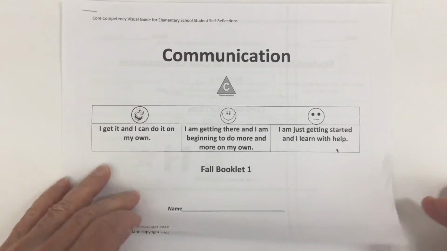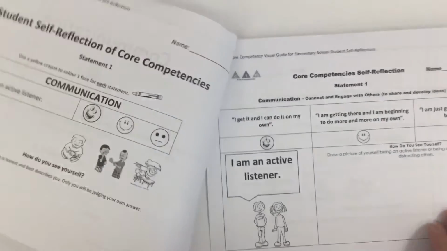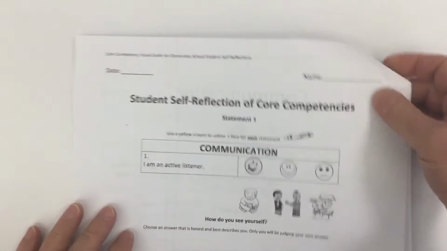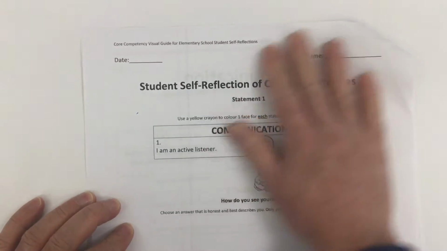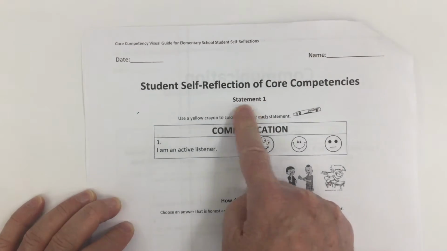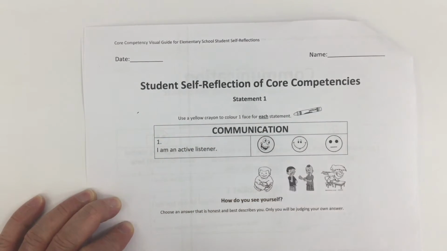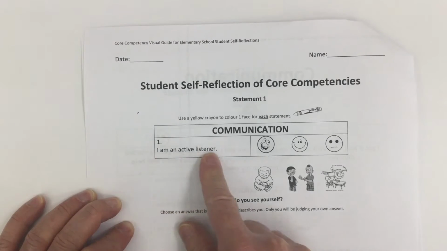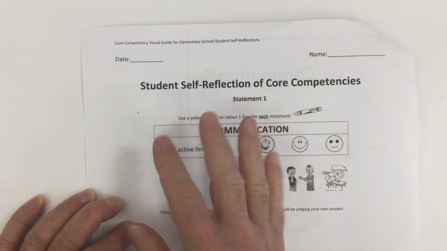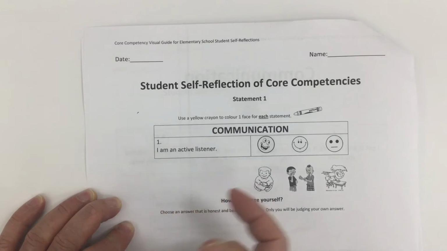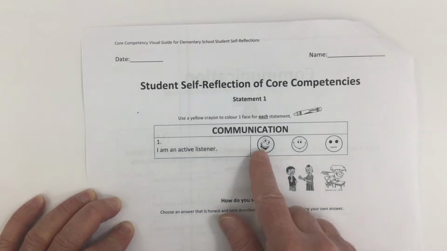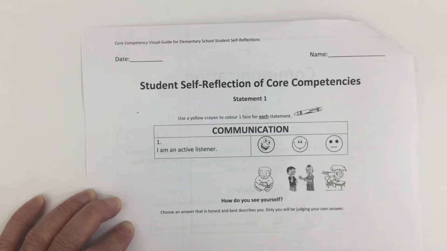So getting inside the booklet, these 2 pages here will match exactly what you have on the online book creator program. So we see that it says Statement 1, recommends using a yellow crayon or pencil crayon to fill in the emoji face, and it gives the statement. Again, remember this exact page is on the online material, only the online material does have the little voice buttons as well. So the student would choose which face they wish to color in.